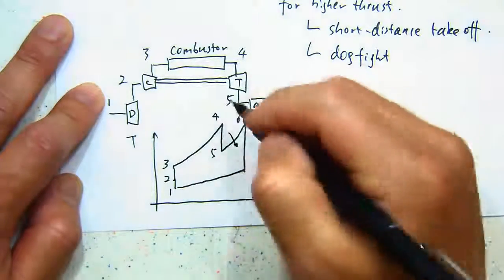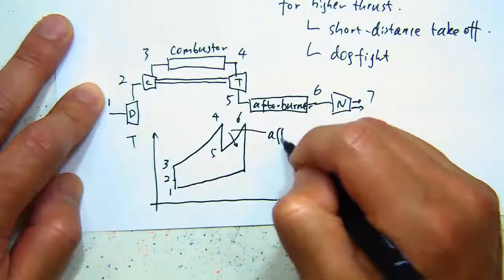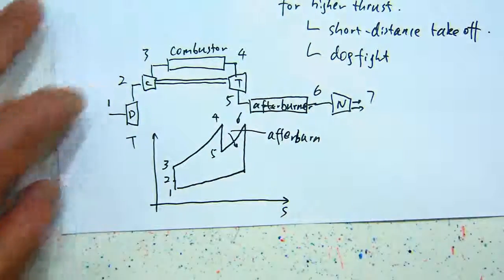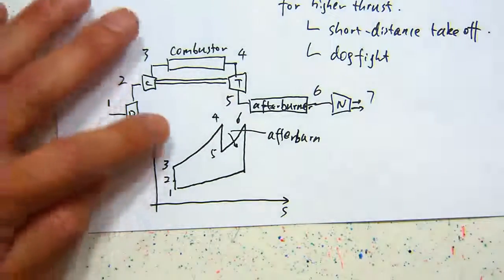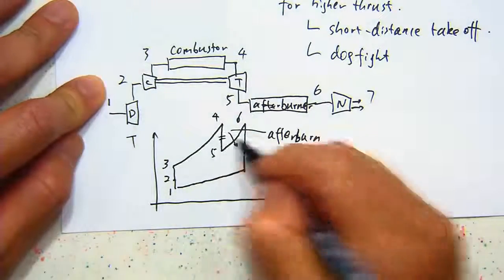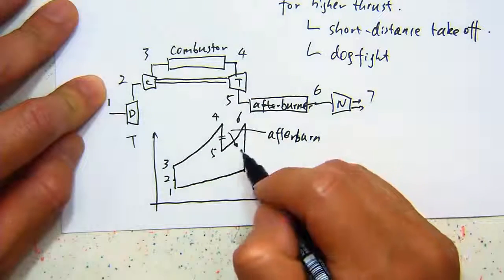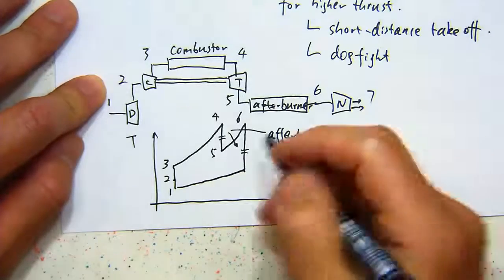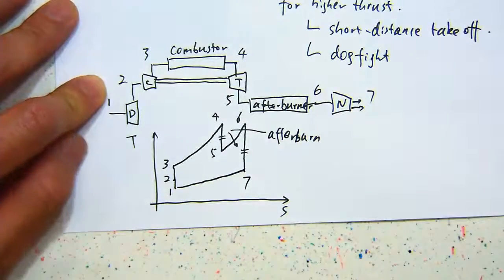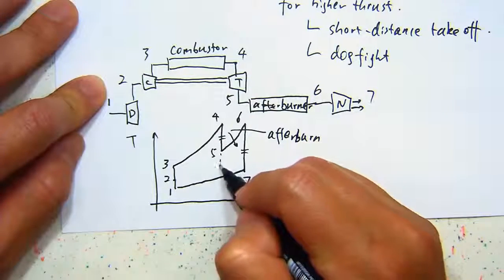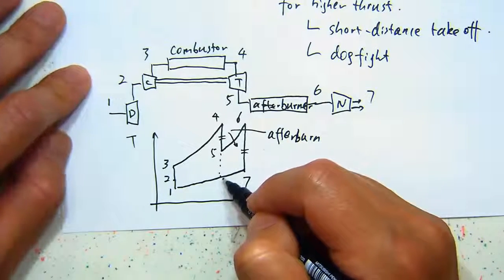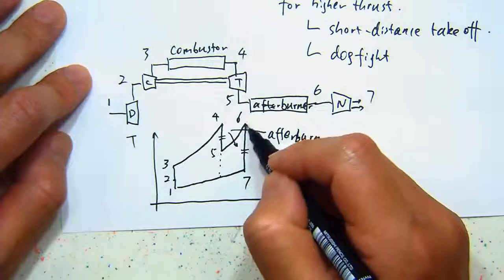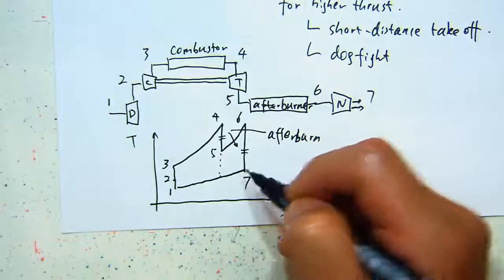So that's where the afterburn process is. You can tell this part is related to the turbine work, and this part is related to the nozzle producing thrust from 6 to 7. All right. So if you don't have an afterburner, you will go from 5 directly to this constant pressure line. But with an afterburner, you can have a larger enthalpy available to be converted to kinetic energy.